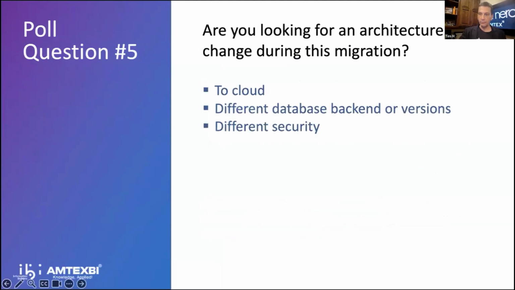So let's see, we have two more, I think. All questions, get one here. If I can figure out how to, there we go.